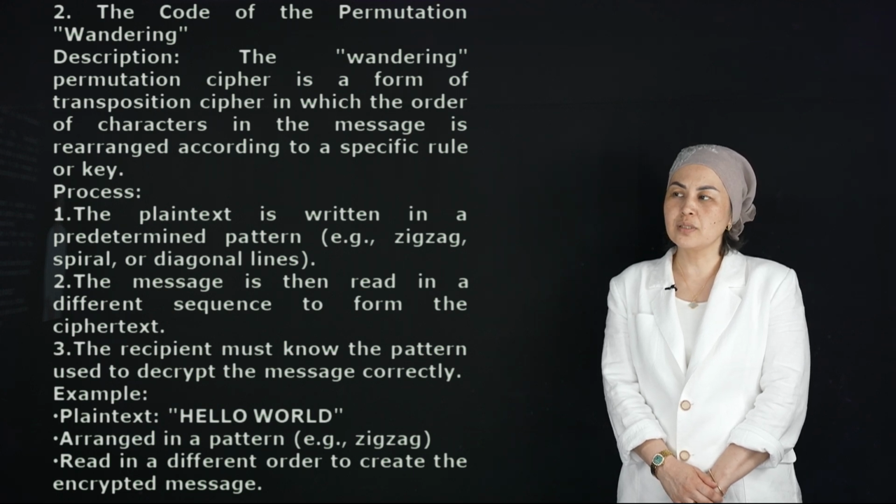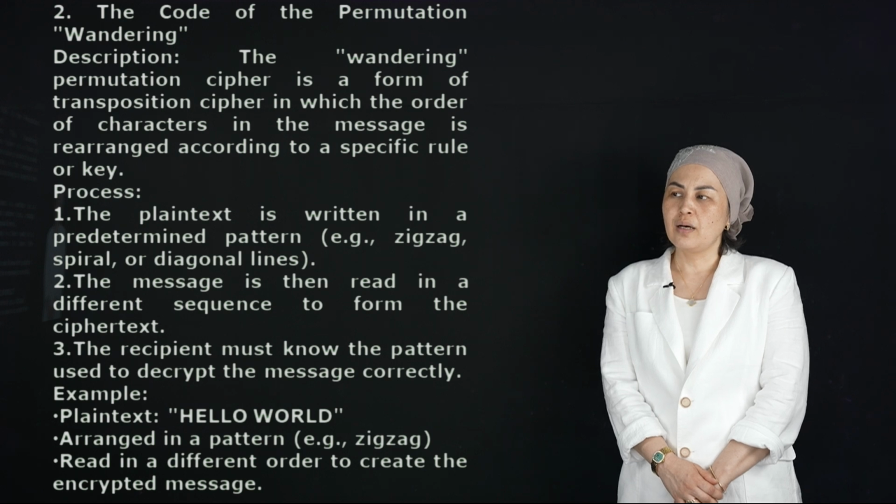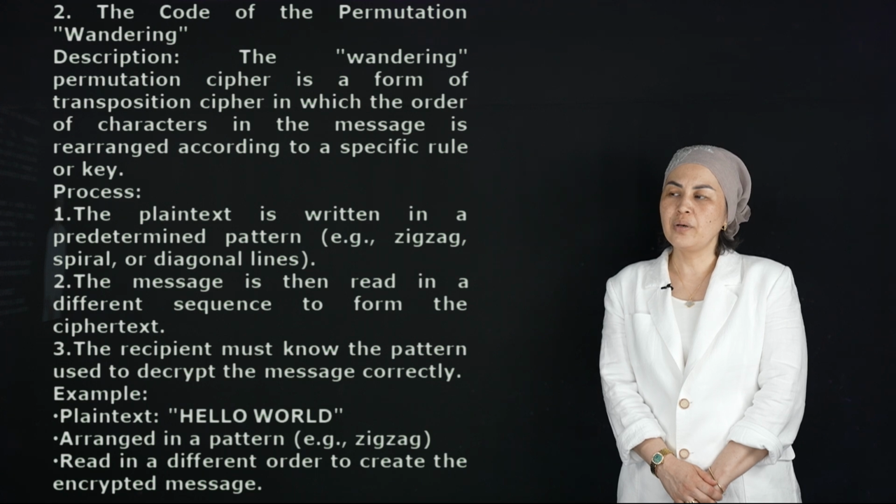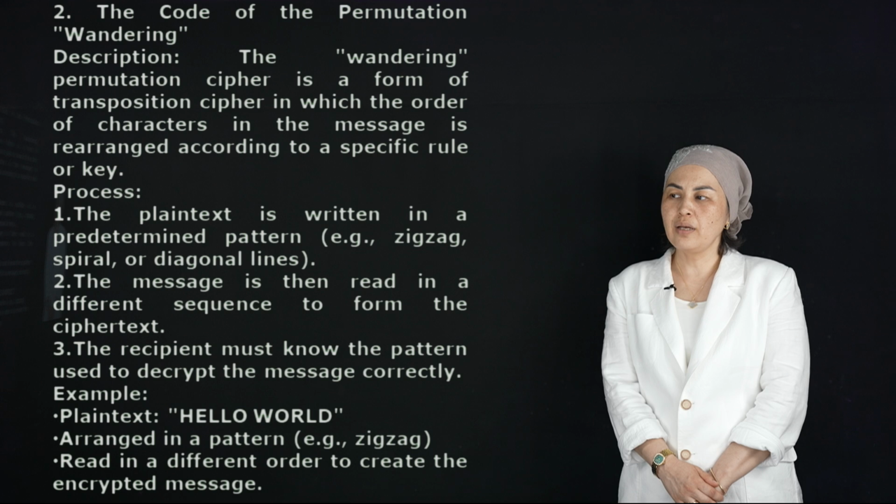Let's describe the process. First, the plaintext is written in a predetermined pattern, for example, zigzag, spiral, or diagonal lines. The next step is that the message is read in a different sequence to form the ciphertext. Next, the recipient must know the pattern used to decrypt the message correctly. For example, we have the plaintext hello world, arranged in a pattern, for example, zigzag, and read in a different order to create the encrypted message.